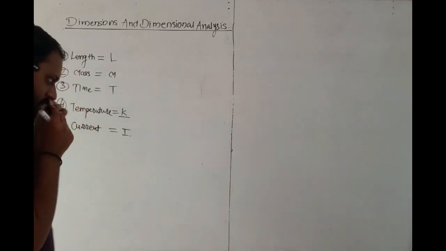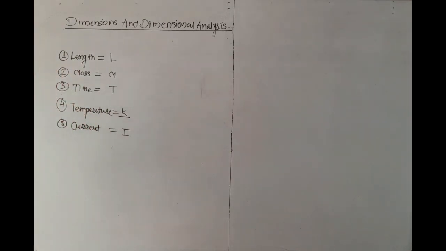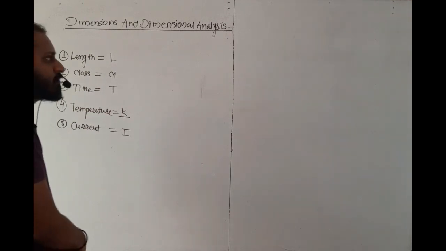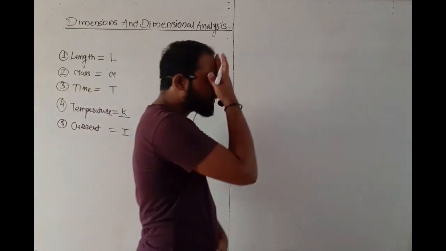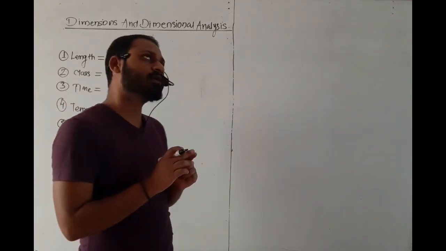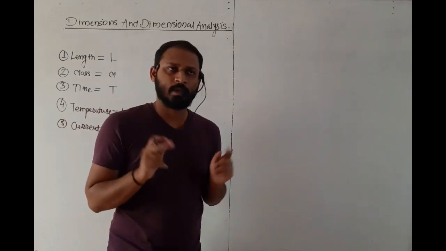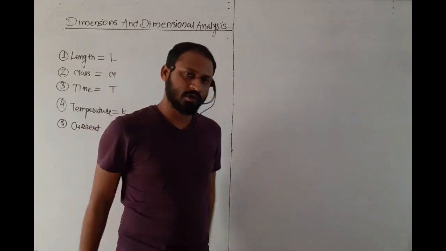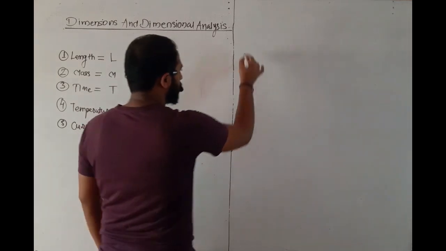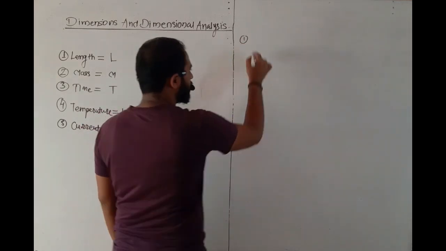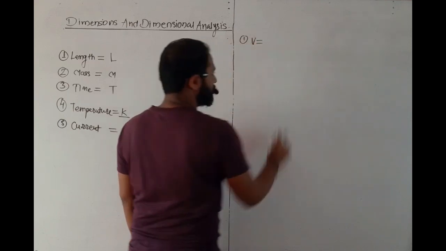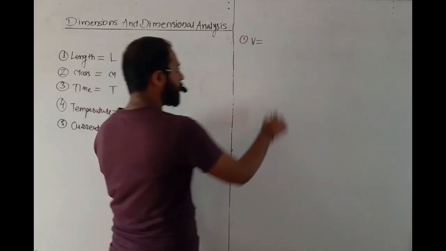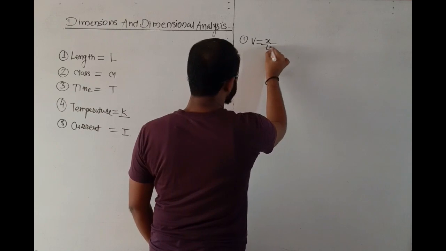Okay, now see how to derive the dimensions for any fundamental or derived quantities. What are derived quantities? The quantity which depends on the fundamental quantities is a derived quantity. Okay, now see, I have taken the first derived quantity, that is velocity. Velocity is nothing but what? Displacement upon time. Okay, good.